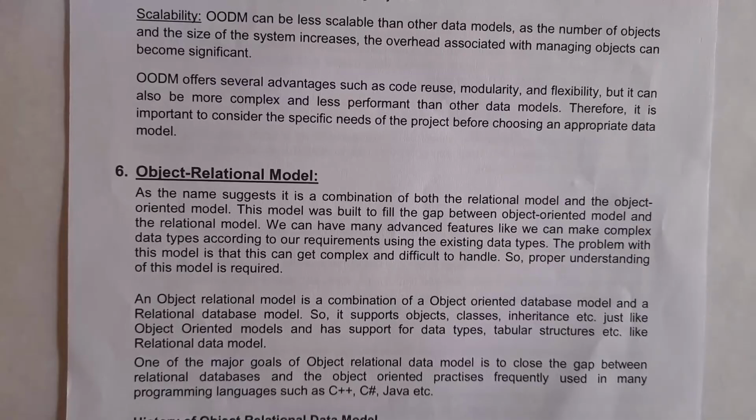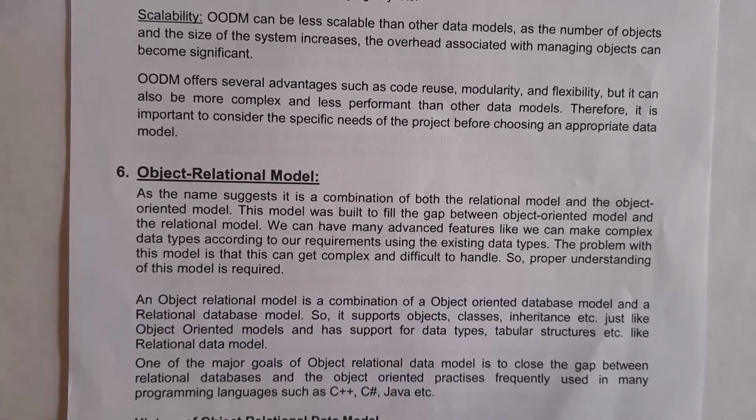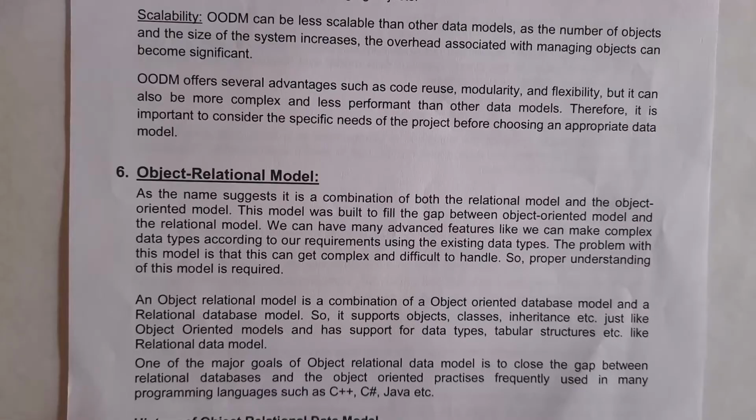Next I will explain the object-relational model. The name itself says object-relational model. Object is nothing but the object-oriented data model and relational is nothing but the relational model. The object-oriented data model supports objects, classes, inheritance and so on. Similarly, in the relational model, we will represent data in the form of tables. So by combining features of these two models, the object-relational model was created.